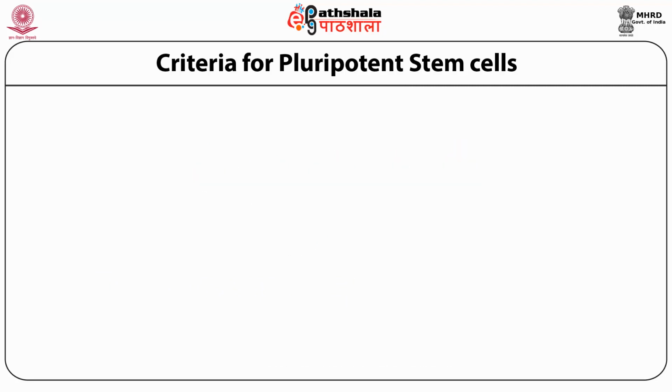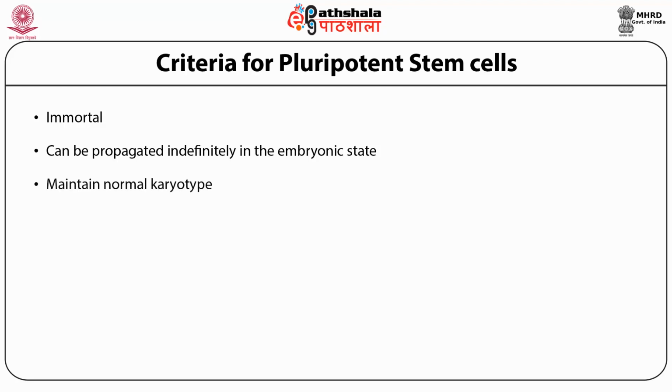So what are the criteria of pluripotent stem cells? They should be immortal. They should be propagated indefinitely in the pluripotent or the embryonic state. Now, these two features are also characteristics of tumor cells, but unlike tumor cells, the embryonic stem cells should maintain a normal karyotype. That means there should be no chromosomal abnormality in embryonic stem cells.